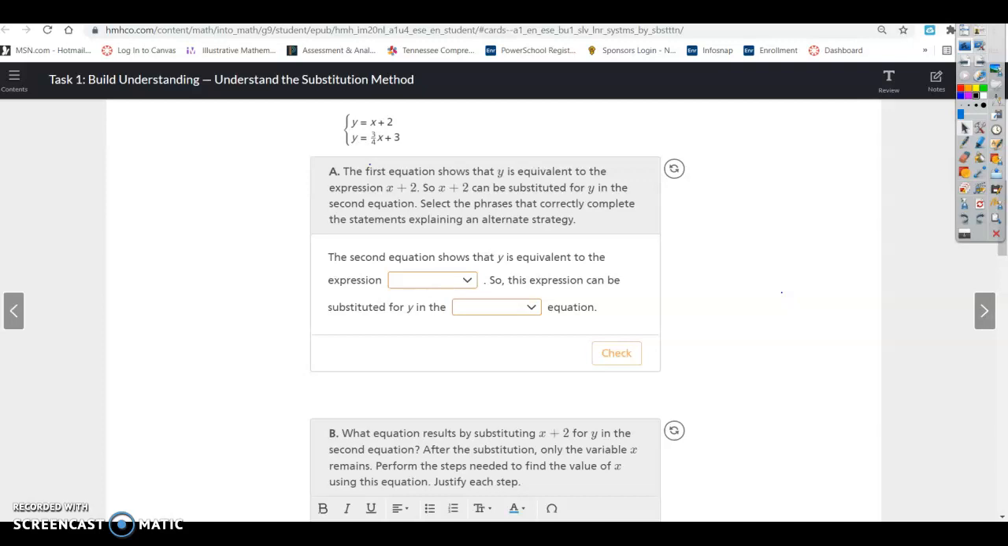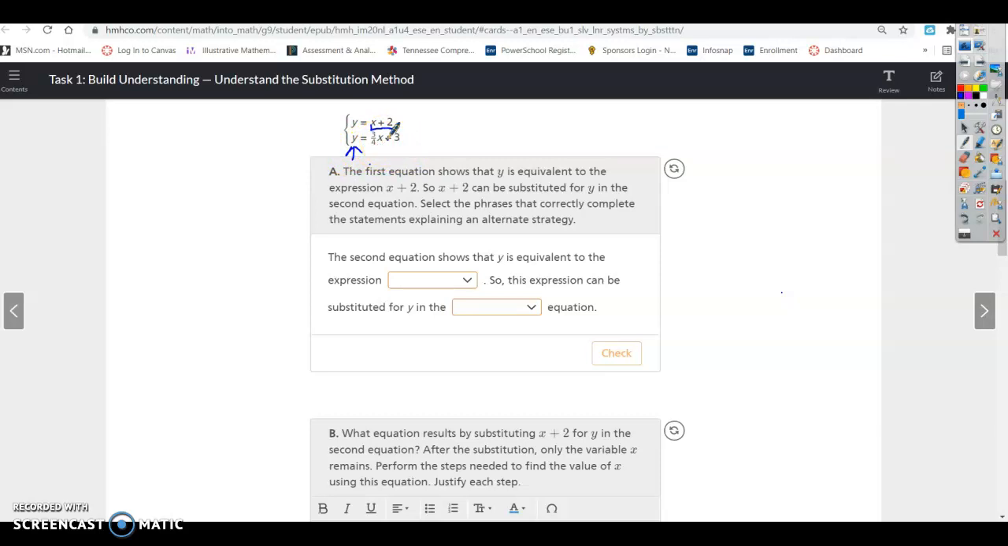So what they're saying is, substitution means if y equals x plus 2, we can take this x plus 2 and just replace y in the second equation with that. When we do that, we have x plus 2 equals 3/4 x plus 3. That way we only have one variable, and it's easy to solve.